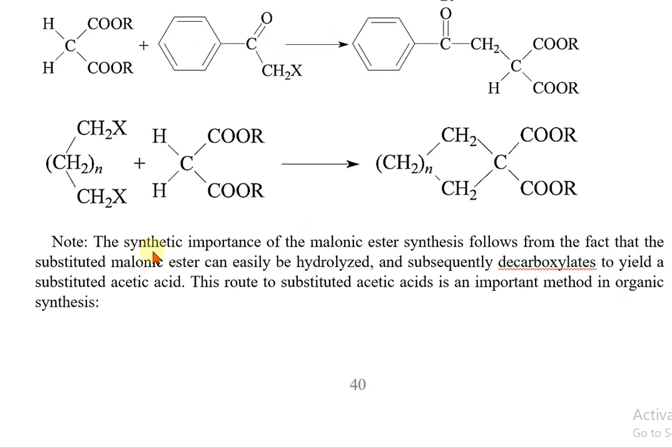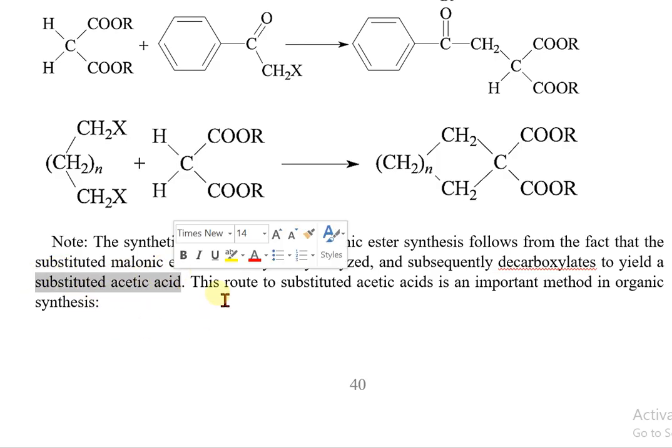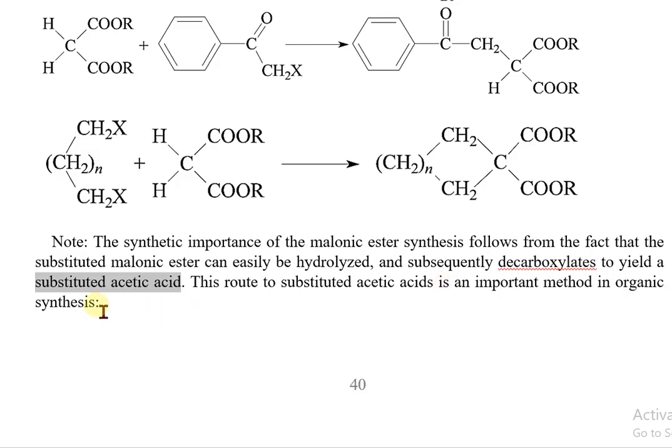So the synthetic importance of malonic ester synthesis follows from the fact that substituted malonic ester can easily be hydrolyzed, and subsequently decarboxylated to yield substituted acetic acid. This is the main point here: substituted acetic acid. This route to substituted acetic acid is an important method in organic synthesis.